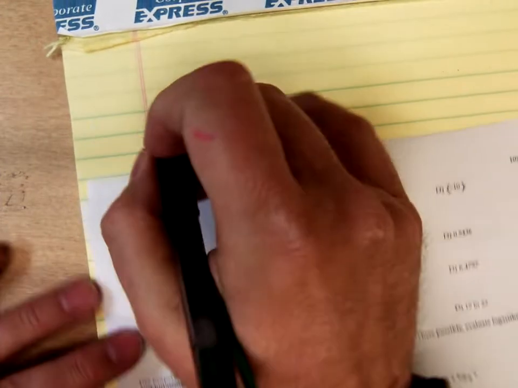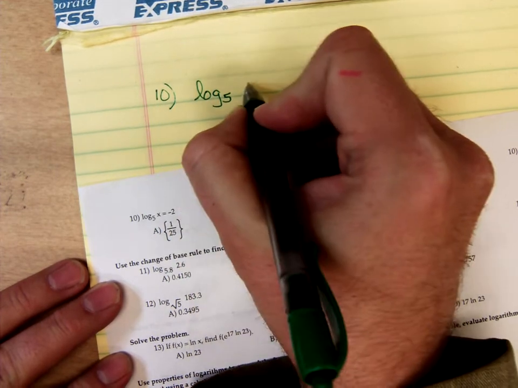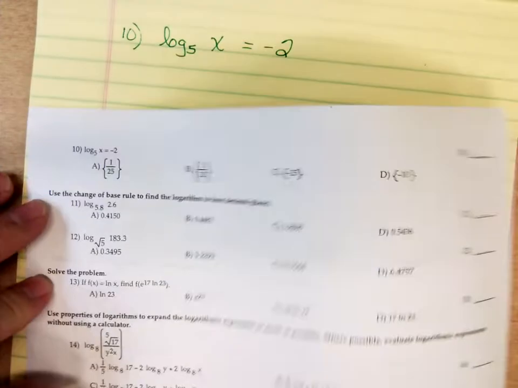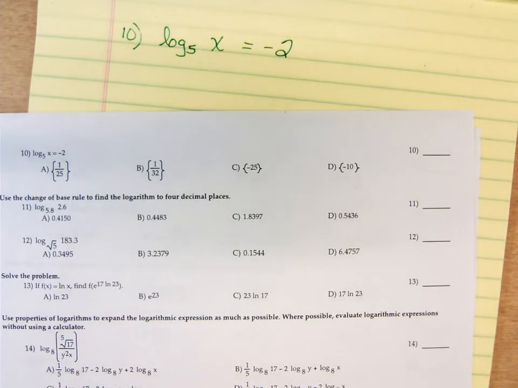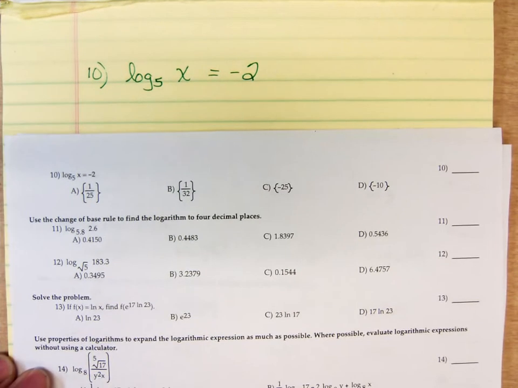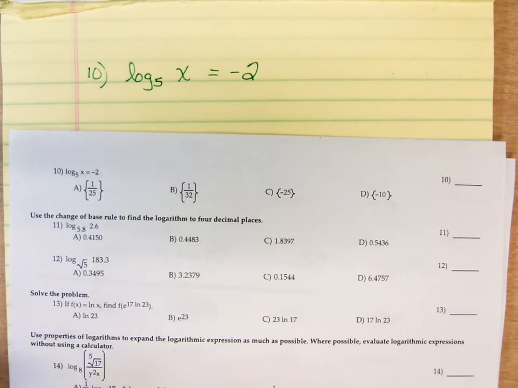Let me write it down. Log base 5 of x equals negative 2. Well, in order to solve an equation, ultimately you've got to have it in the form x equals some number. In fact, it's going to be one of these numbers here. Okay? So how do we get that x by itself? We're still isolating the x.